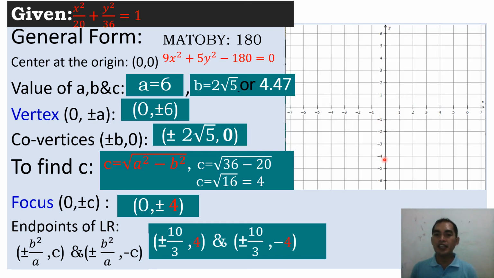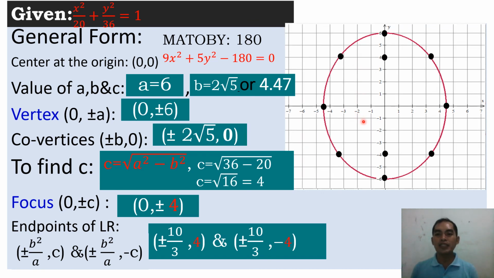Then sketch. Make first a Cartesian coordinate plane. Plot the vertex nasa y-axis. So we have 0, 6, 0, negative 6. Then the co-vertices, we have here, negative 2 square root of 5, positive 2 square root of 5. The foci, 0, positive 4, 0, negative 4. And we have these endpoints of the latus rectum, then form the ellipse. So that's an ellipse. So malinaw po?